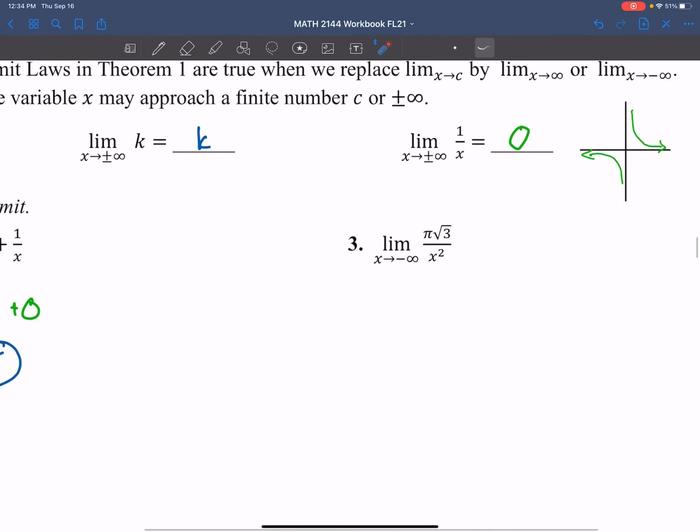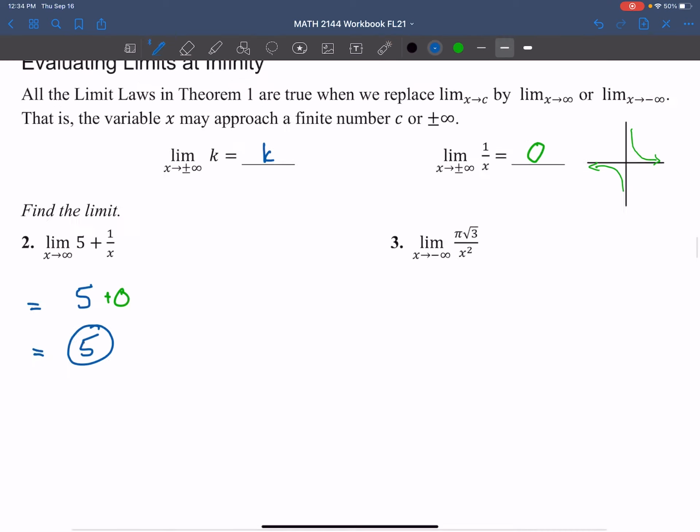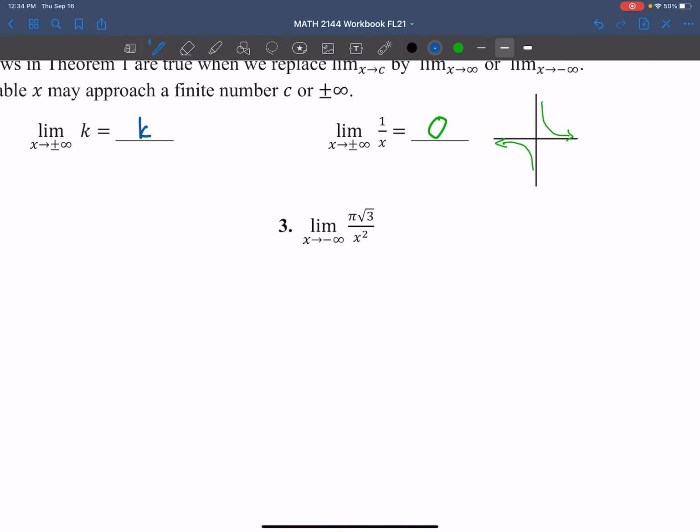Let me show it the long way, but then I'll show you the short way, or a more conceptual approach to think about it. Let's look at number 3. You could just break this limit up as the limit as x approaches negative infinity of pi square root of 3, multiplied by the limit as x approaches negative infinity of 1 over x times the limit as x approaches negative infinity of 1 over x. So you can break that up as the limit of the product is the product of the limits.